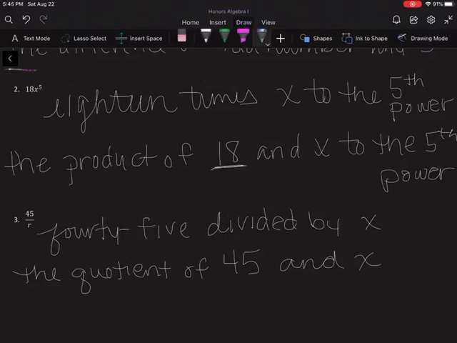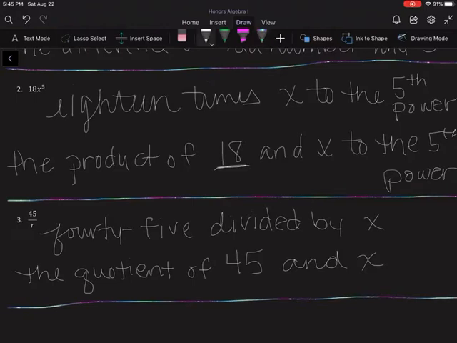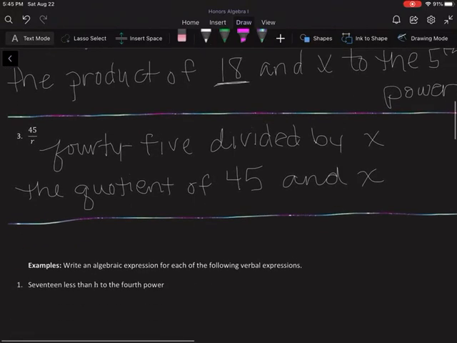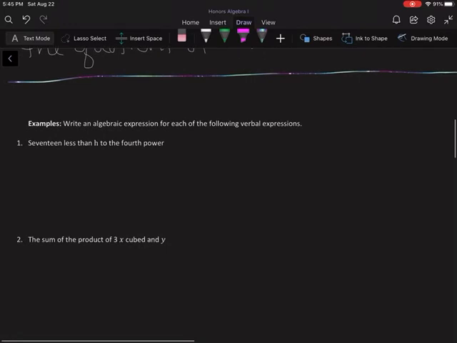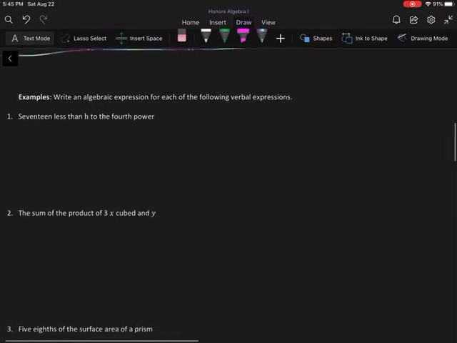I'm going to draw a line here to kind of decipher these. Okay? All right. And I think that's it essentially for section 1. Oh, never mind. I'm sorry. We now are going to write the algebraic expressions for the verbal expressions. So we have 17 less than h to the 4th power.